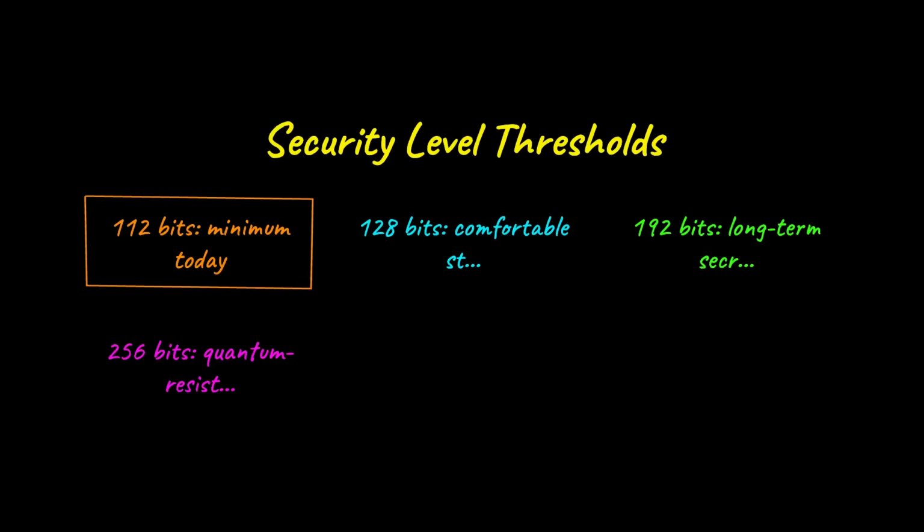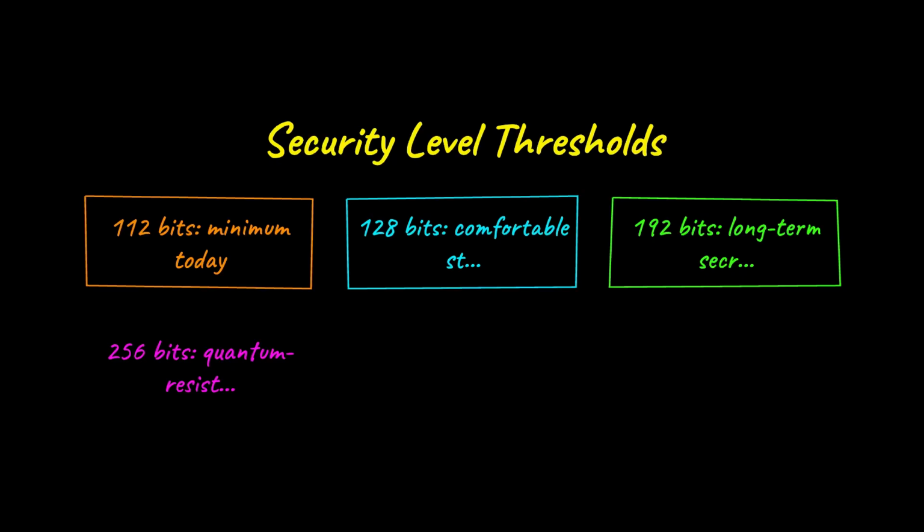The field uses rough thresholds to guide choices. 112 bits is the minimum acceptable today. 128 bits is the comfortable standard. And 192 to 256 bits guard decades-long secrets against future threats like quantum computing.